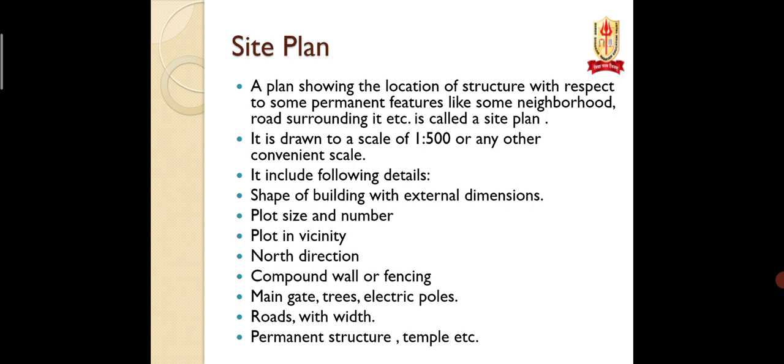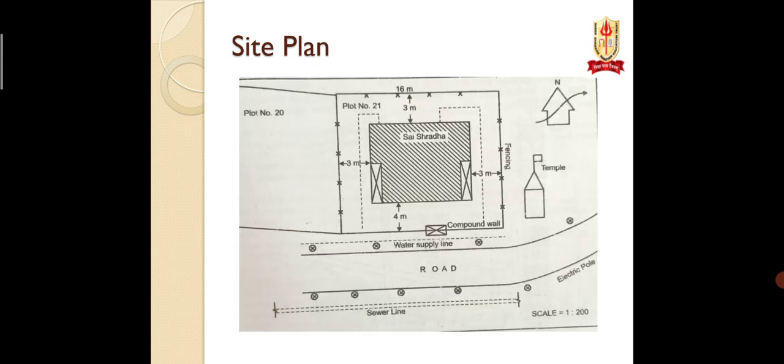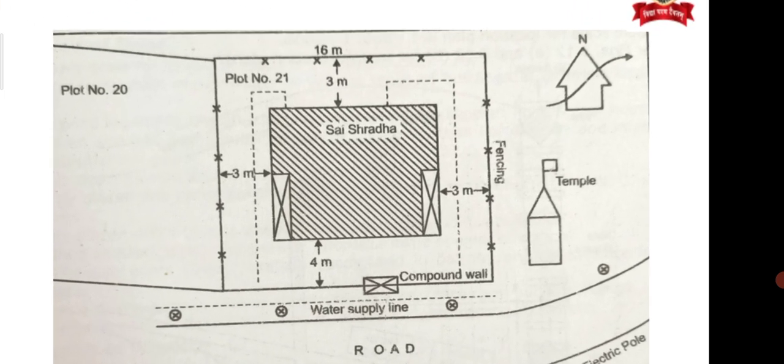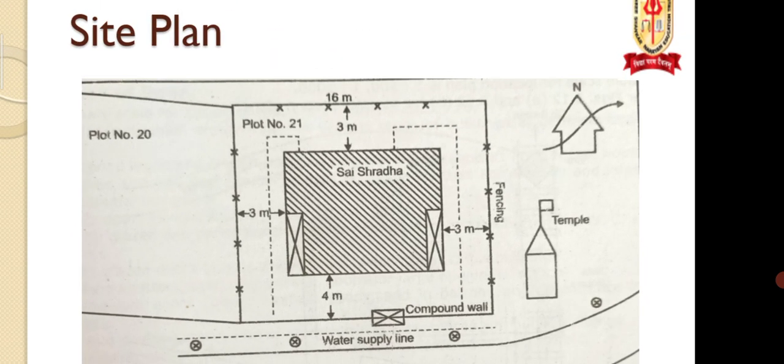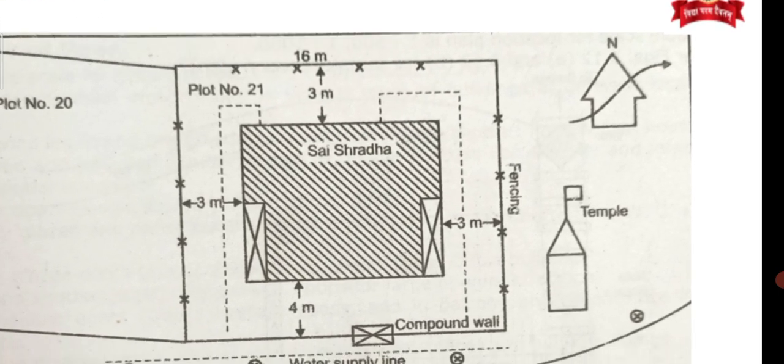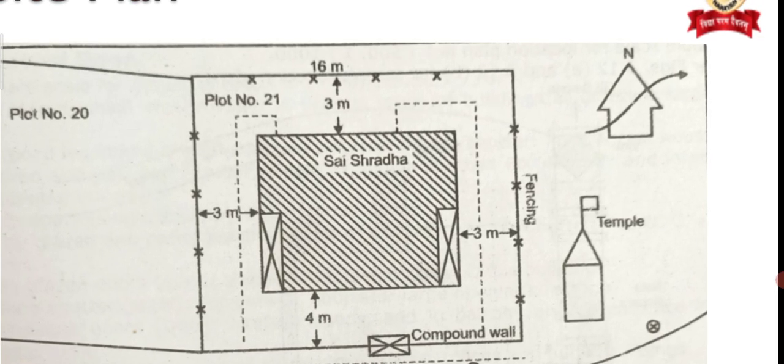Now, in a site plan, the details we require are the shape of the building with the external dimensions, then the plot size and number, plots in vicinity, north direction, compound wall, main gate, trees, electric poles, road width, permanent structures, temples, etc. Like this, you can see over here there is also a temple. Not only that, we have to show the detail about our plot. Okay, this is our plot, and in the center there is the plot area.